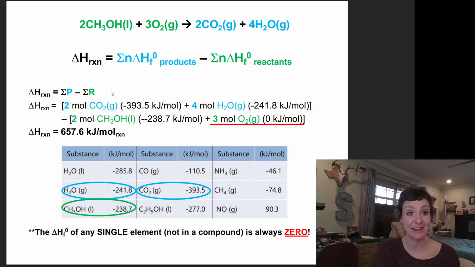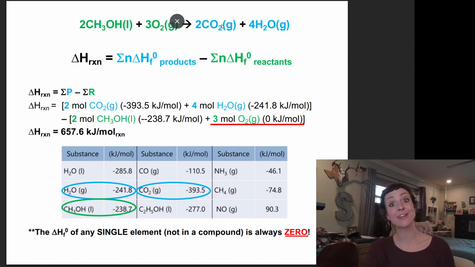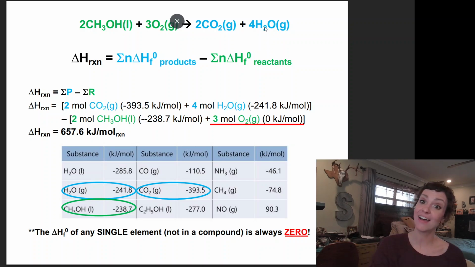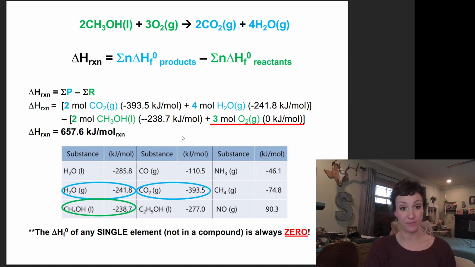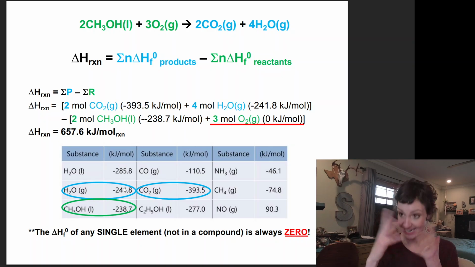So translating down here, I've got it in my shorthand form, the sum of my products minus the sum of my reactants. Well, who are my products? Looks like I've got carbon dioxide and I've got water. Can I find carbon dioxide gas down here on my enthalpy of formation tables? Yes, it's right there. Can I find water gas down here on my enthalpy of formation tables? Yes, it's right there. Cool. Those are the enthalpies of my products. I have to take the sum of them.